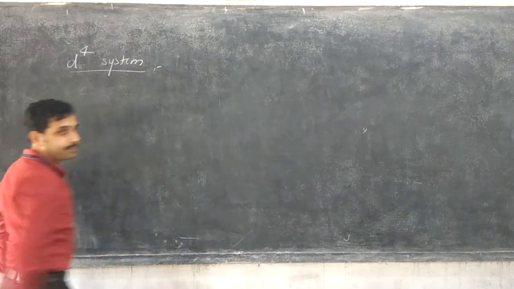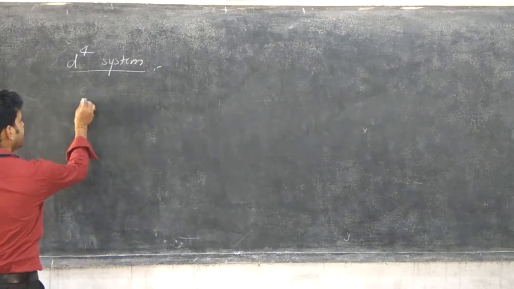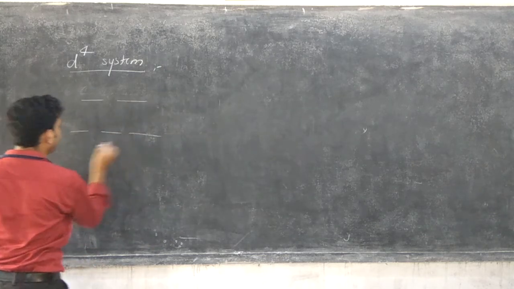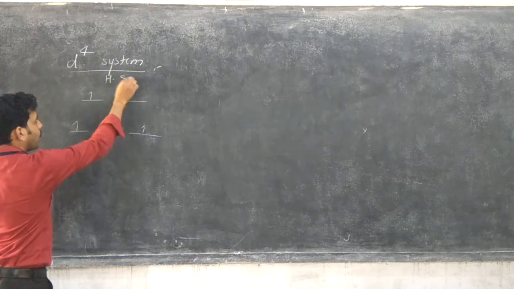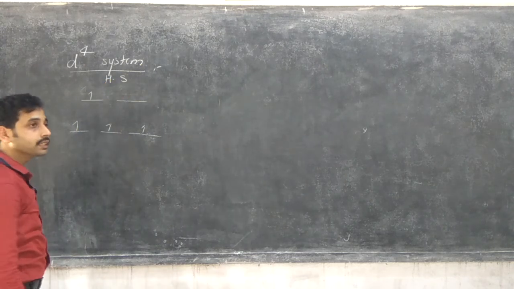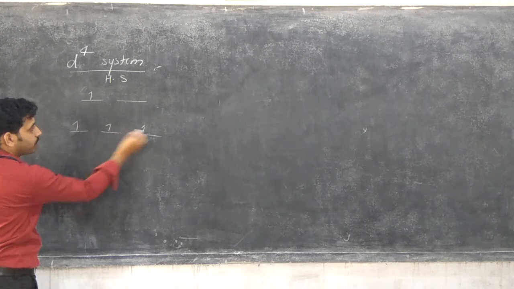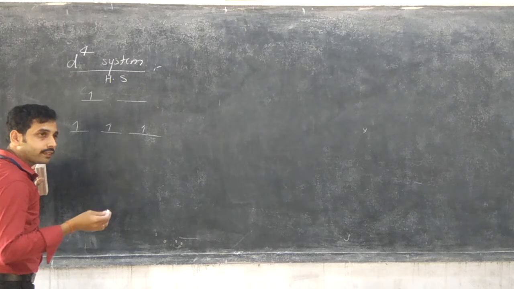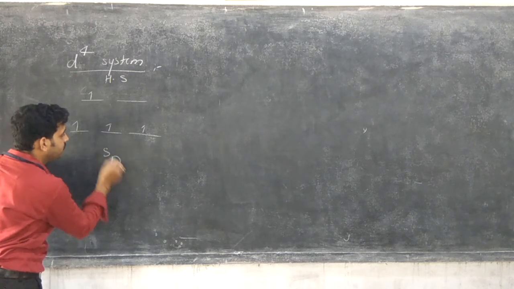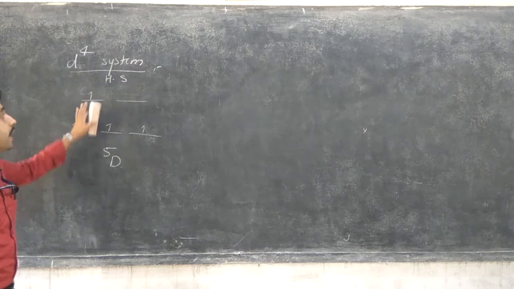In the D4 system, the electronic arrangement should be like that: lower T2G, 1, 2, 3 and 4. That is the high spin complex. Clear? High spin complexes. And in high spin complexes, 4 by 2 is the spin, and 2 into 2 plus 1, that is 5D is the ground state energy. The D4 system has 5D as the ground state energy in high spin complexes.